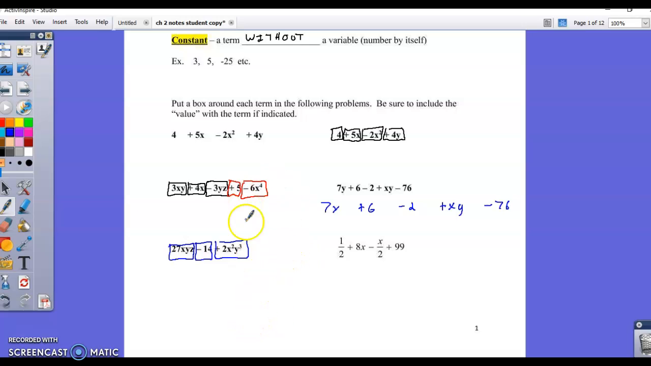All right, what you want to avoid is not including that value that's to the left of the number. Now obviously the very first term, unless it's a negative, is not going to have a plus there. We just assume that it's positive. So here again we have a positive half. We have a positive 8x. Here we have a negative x over 2, and here we have a positive 99. Make sure you're including that. All right, so for the sake of what we are doing, I want to avoid that. That's no good, right? So make sure you're including that value while we're doing the separation of terms.